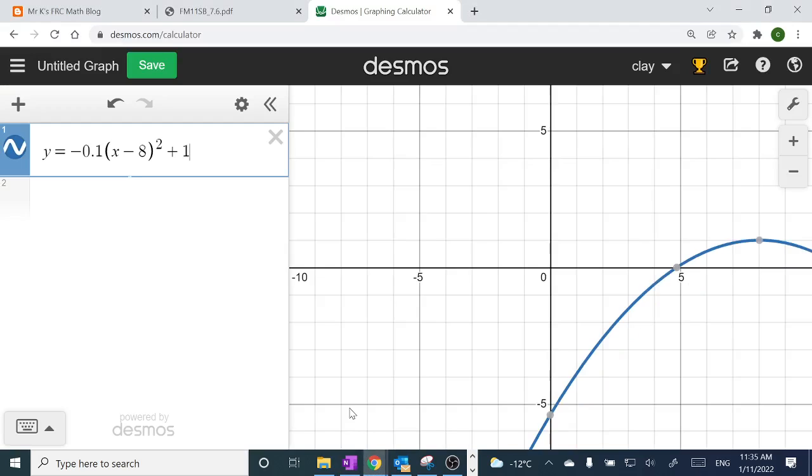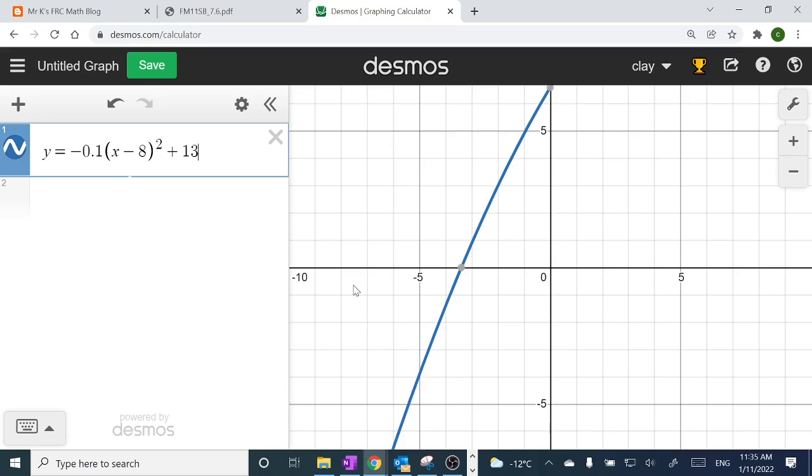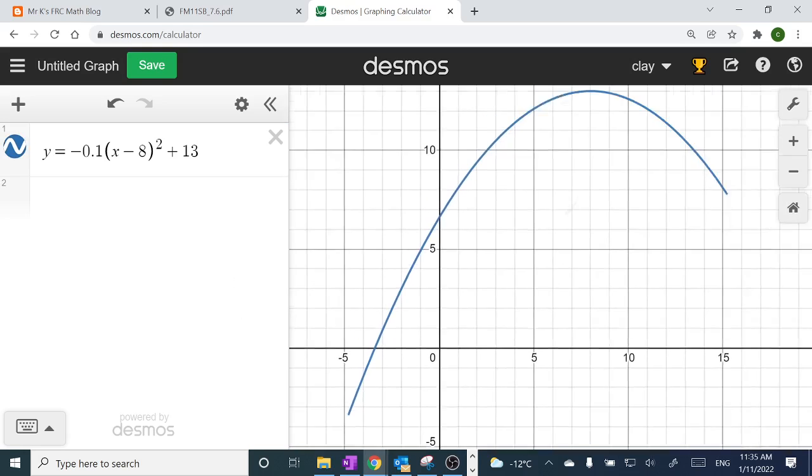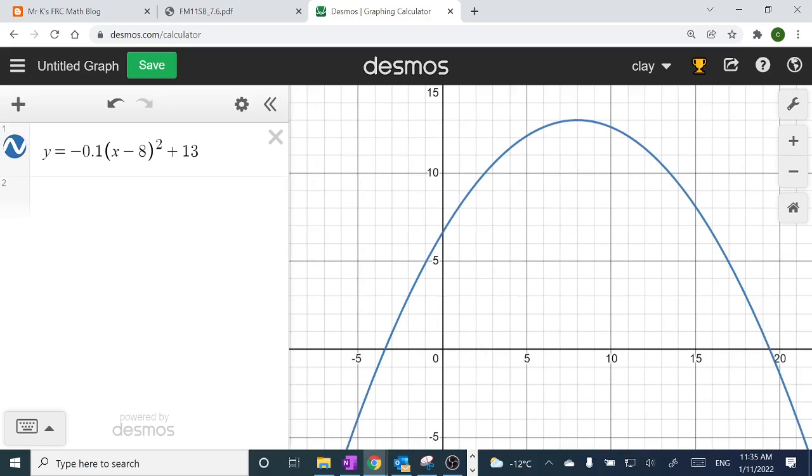Plus 13. Okay, and then I might move this around a bit and shrink it so I can see the whole thing. Oh, you know what I haven't done today? And maybe I should, especially since I'm making a video of this now. Don't forget that we can, of course, do this using a TI calculator, right?